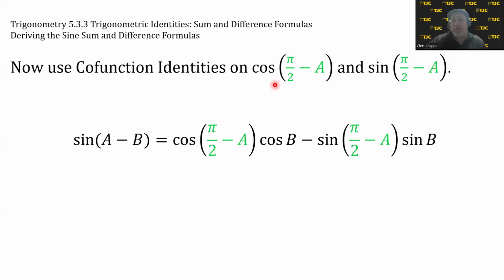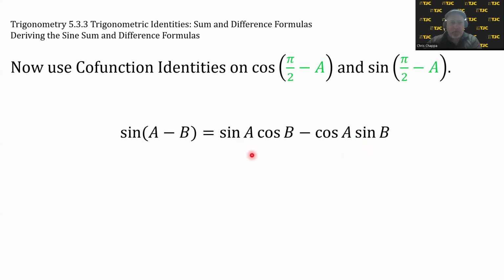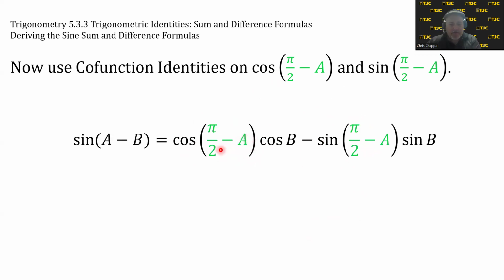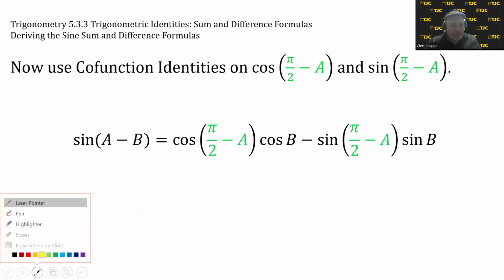But now we can use cofunction identities on the two terms using pi over 2 minus A. Cosine of a complement equals sine of the original. So this should be sine of A. Sine of a complement equals cosine of the original. So, okay, it was a little anti-dramatic. So let's get a highlighter out. Let's put it in green.